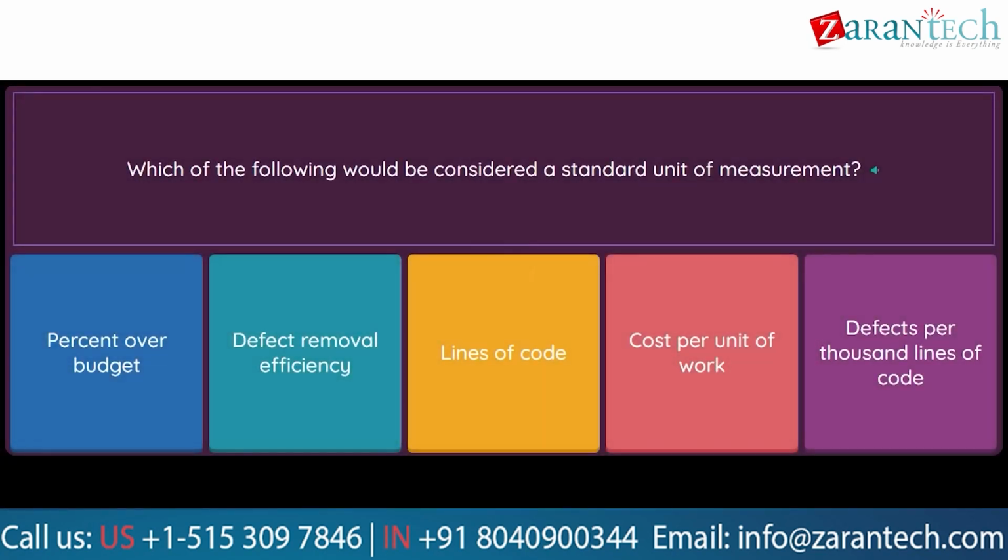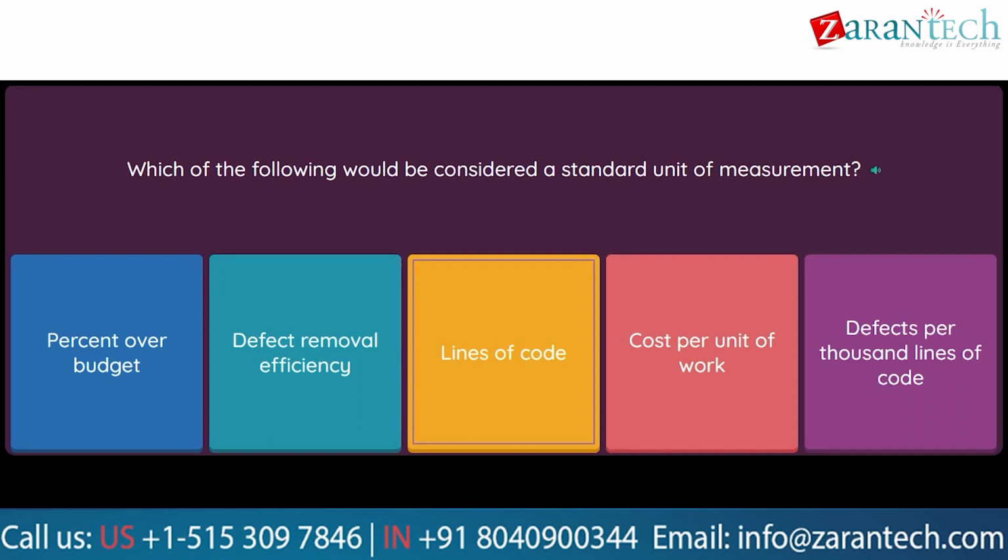Question: which of the following would be considered a standard unit of measurement? Option 1, percent over budget. Option 2, defect removal efficiency. Option 3, lines of code. Option 4, cost per unit of work. Option 5, defects per 1,000 lines of code.